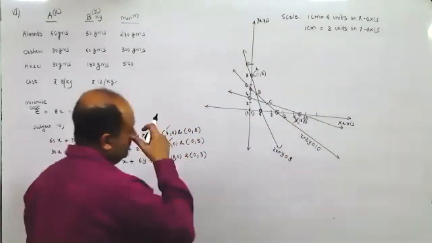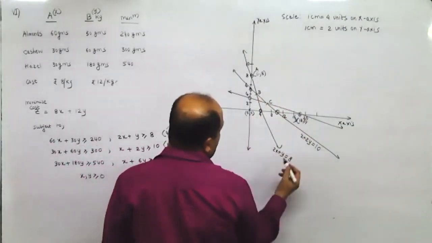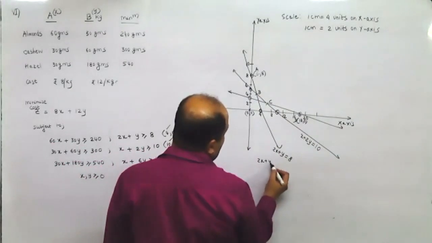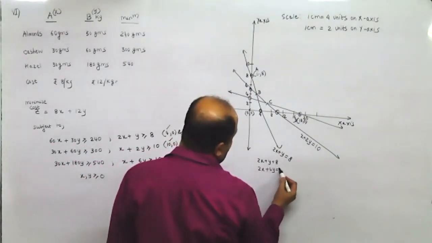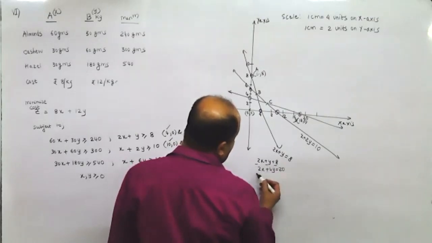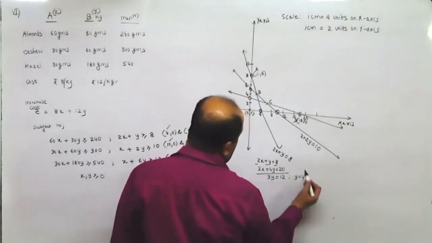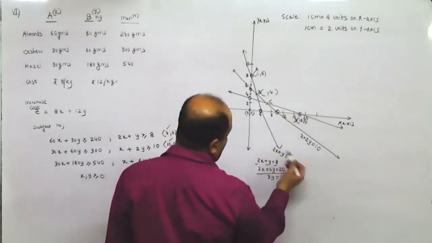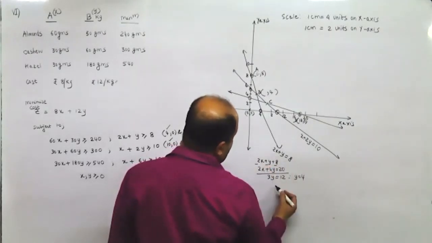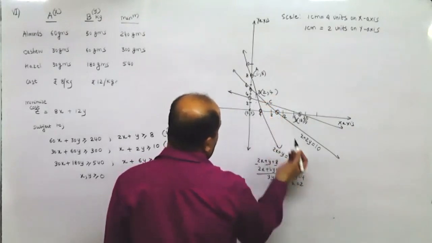To find B, we'll solve these two. So you will get here 2x plus y equal to 8 and 2x plus 4y equal to 20. I subtract it, I'll get 3y equal to 12. Therefore, y equal to 4. So y is 4 here. Now when I substitute, I get 4 here, 4 there, it becomes x equal to 2. So this is 2 comma 4. It should be roughly that itself.